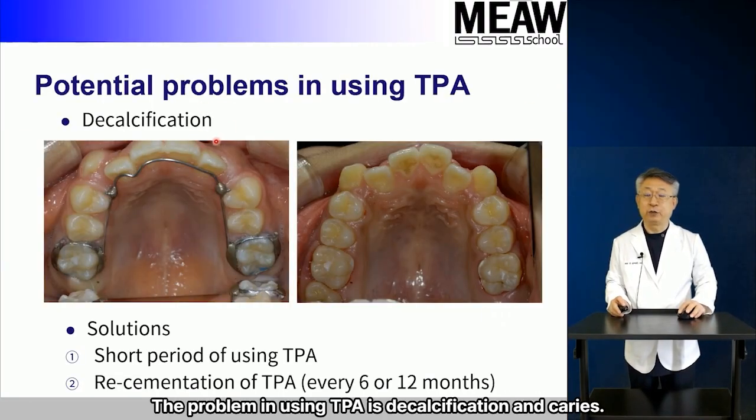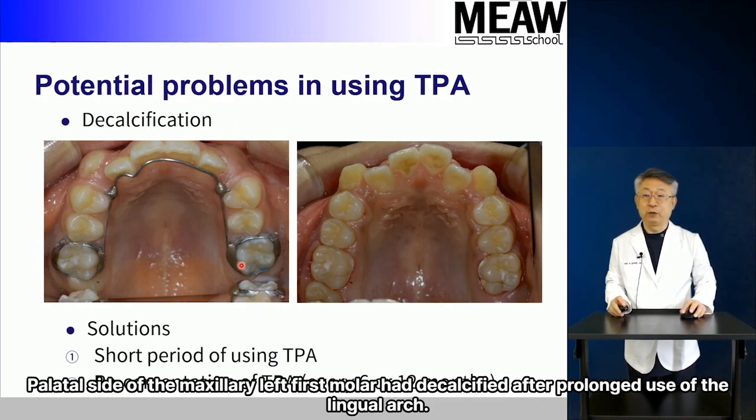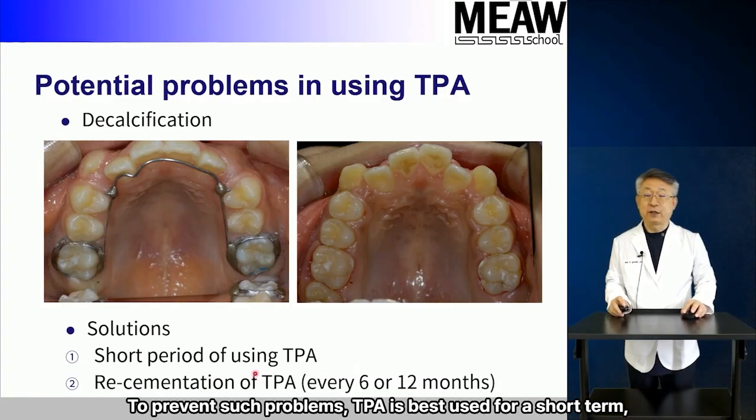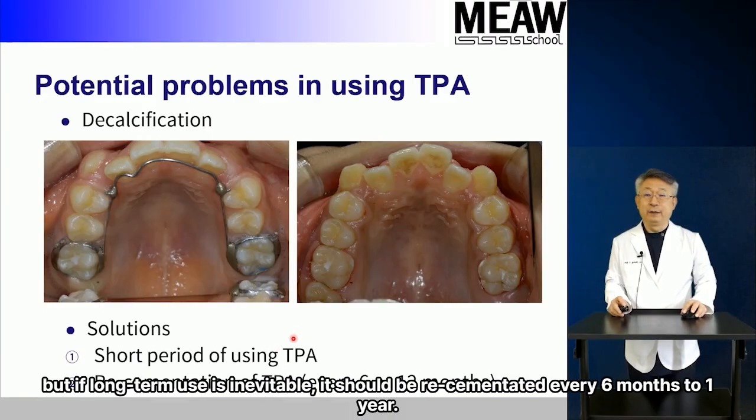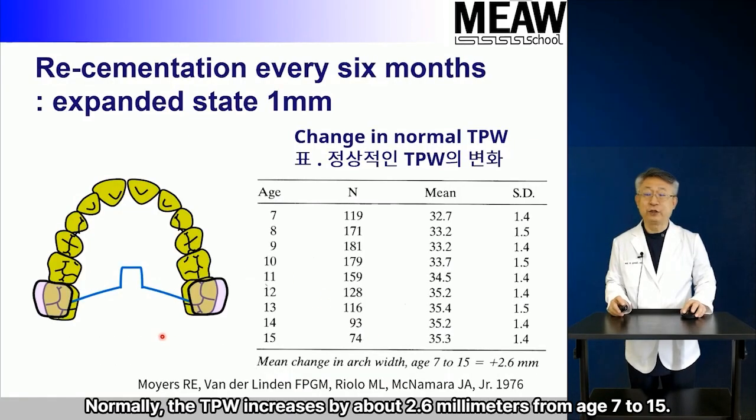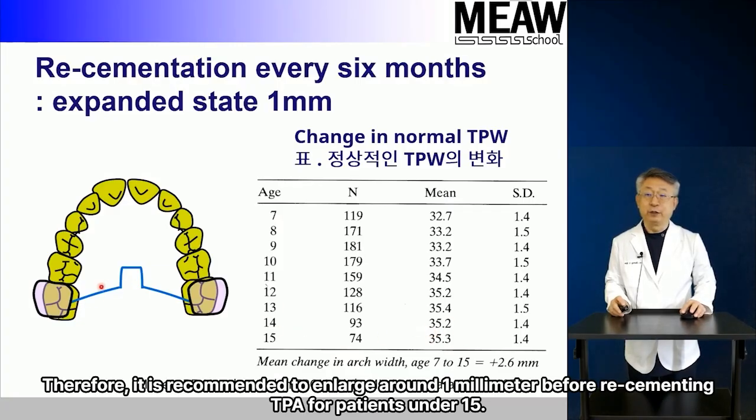The problem in using TPA is decalcification and caries. The palatal side of the maxillary left first molar had decalcified after prolonged use of the lingual arch. To prevent such problems, TPA is best used for a short term. But if long-term use is inevitable, it should be recemented every 6 months to 1 year. Normally, the TPW increases by about 2.6 millimeters from age 7 to 15. Therefore, it is recommended to enlarge around 1 millimeter before recementing TPA for patients under 15.